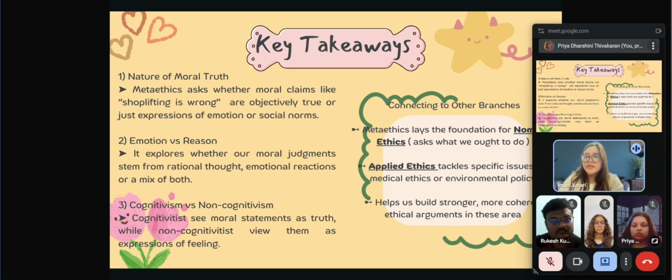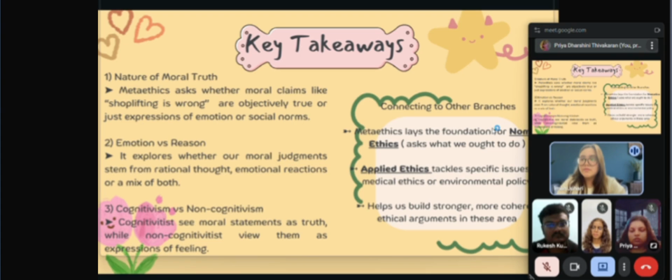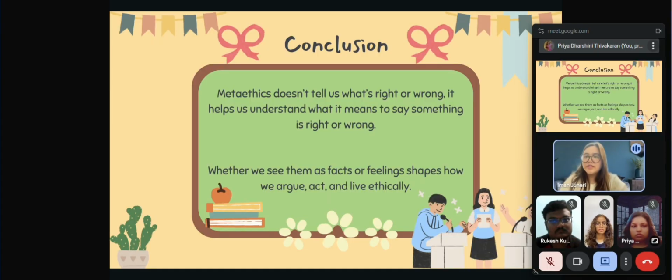How it connects to other branches: metaethics lays the foundation for normative ethics, which asks what we ought to do, while applied ethics tackles specific issues like medical ethics or environmental policy. It helps us build stronger, more coherent ethical arguments in this area. So in conclusion, metaethics doesn't tell us what's right or wrong. It helps us understand what it means to say something is right or wrong. Whether we see them as facts or feelings shapes how we argue, act, and live ethically.